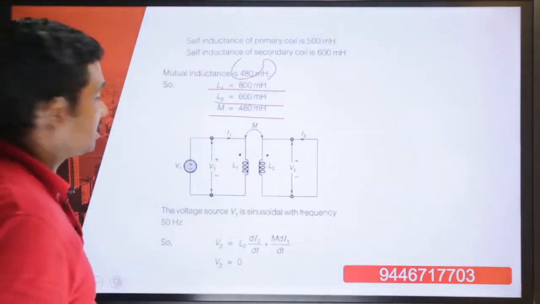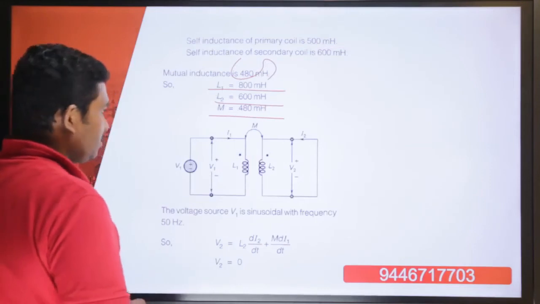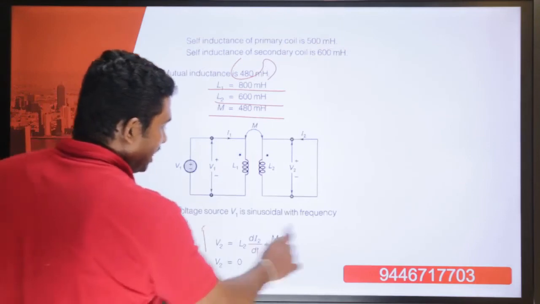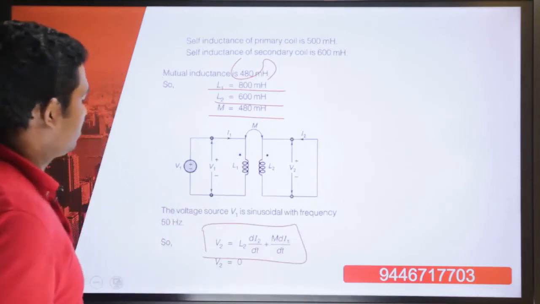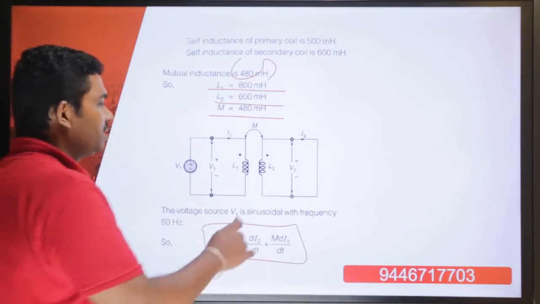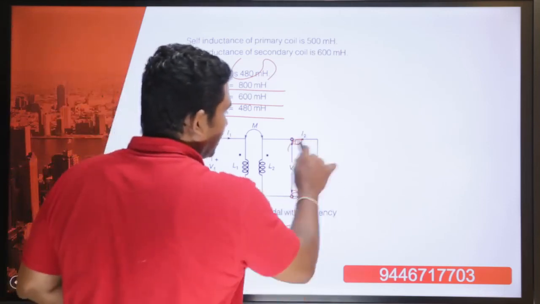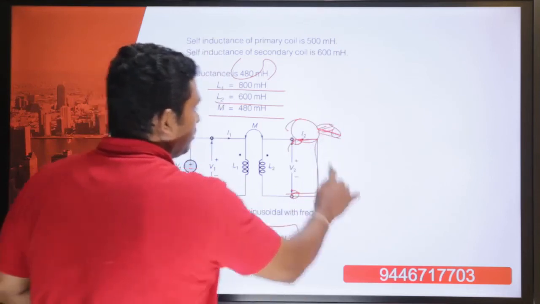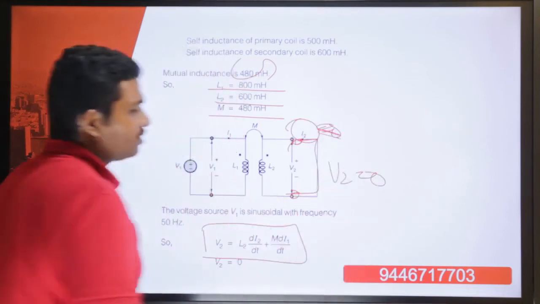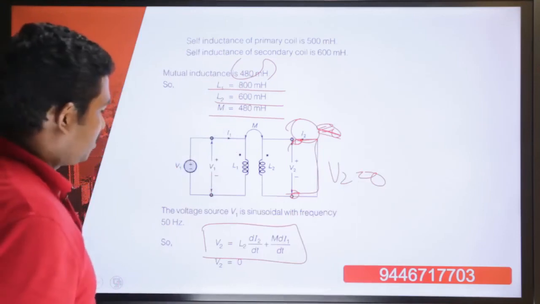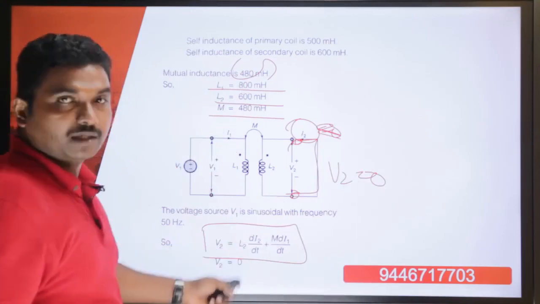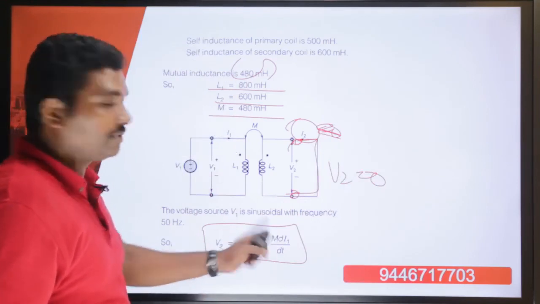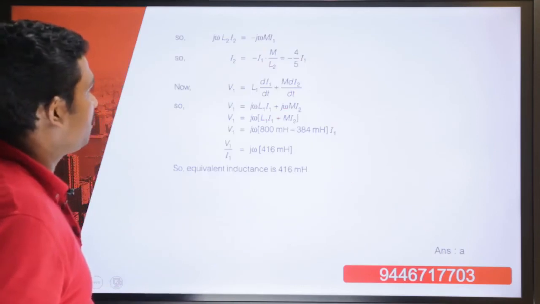So we are going to make the inductance equation. So the equation with respect to V2 is V2 equals L2 di2 by dt plus M di1 by dt. So you have to write down this equation. Now the secondary is short circuited. Okay, secondary is short circuited. That means there is I2, but V2 is equal to 0. Since it is short circuited, V2 is equal to 0. So when V2 is equal to 0, L2 di2 by dt plus M di1 by dt goes to 0.